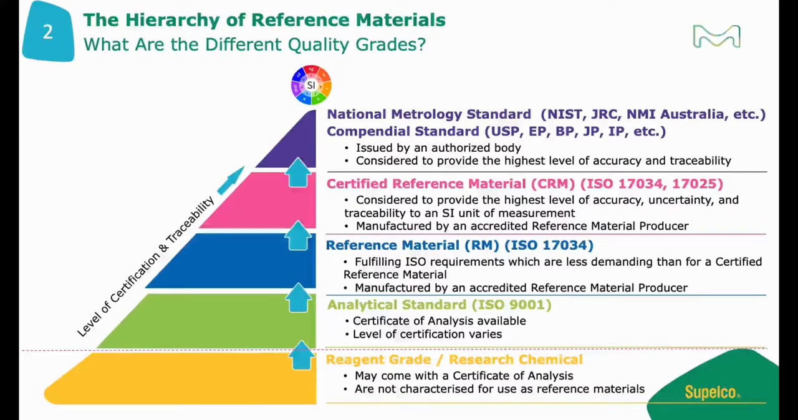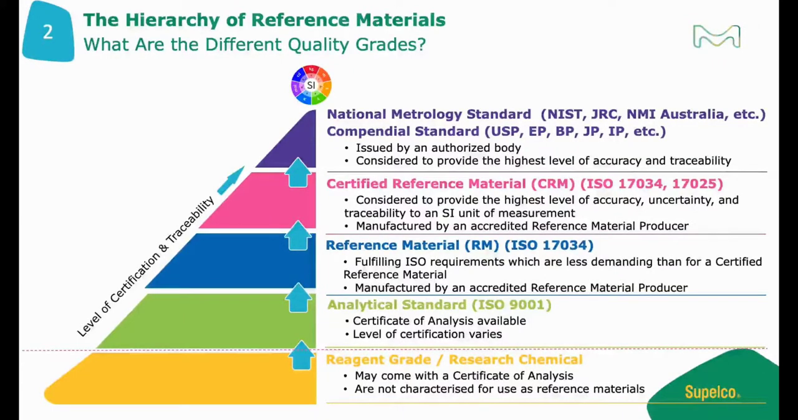In the pharmaceutical world, you have primary compendial standards produced by the pharmacopoeias like USP in the US or the European Pharmacopoeia. While not necessarily a government entity, these pharmacopoeias work closely with government agencies and are legally recognized in many countries as providing the highest level of accurate and traceable reference standards for use in pharmaceutical monograph testing.